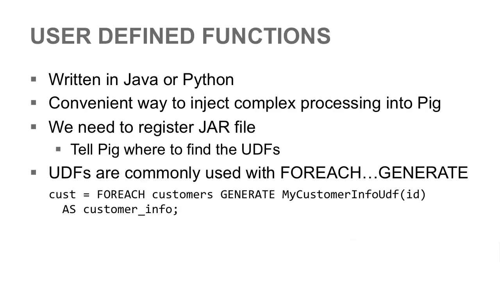With Pig, you will not find all the functions that you can imagine, but that is not a big problem because we can write our own functions using either Java or Python. And that is the way to add some more complex processing into Pig. One thing that you will need to do is to register the jar file that contains the compiled Java program, and we will have to tell Pig where this file is, so it can load the user-defined functions.